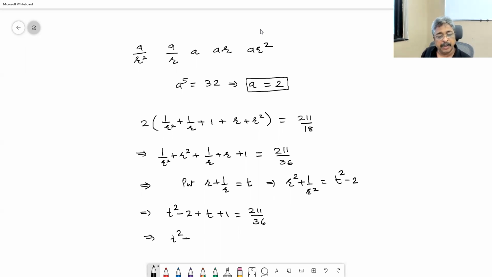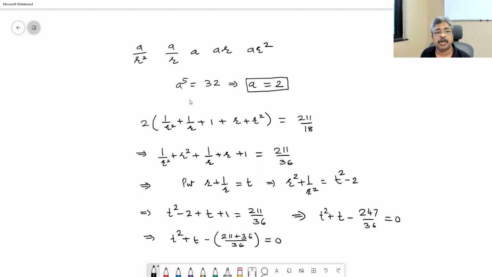T square plus T minus 1 minus 2 plus 2, so T square plus T minus (211 plus 36) upon 36 is equal to 0. So the formal quadratic equation that you end up getting is T square plus T minus 247 upon 36 is equal to 0.